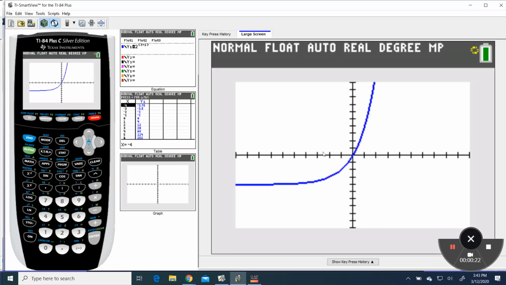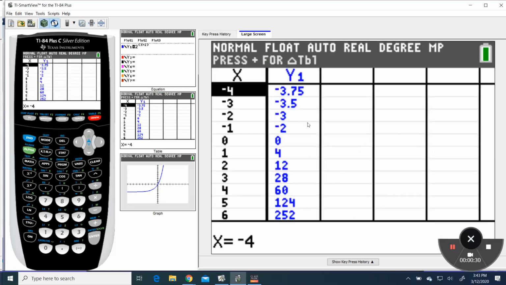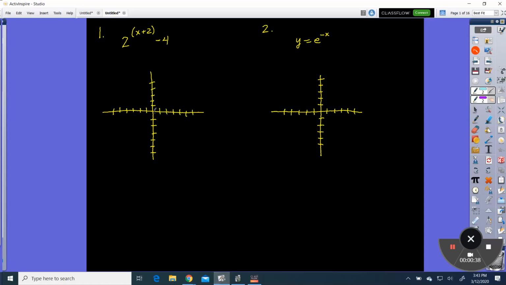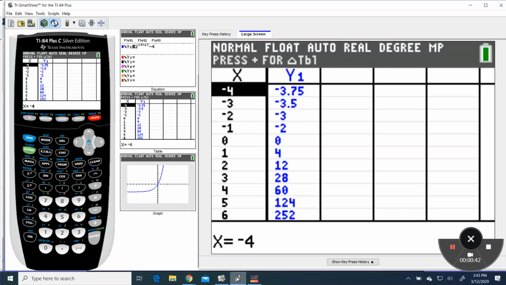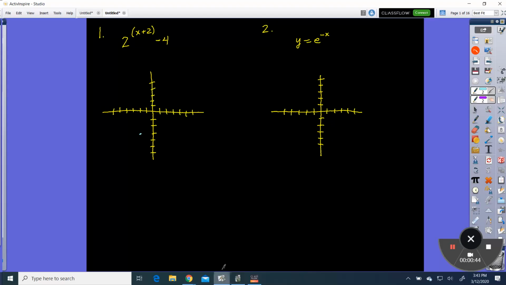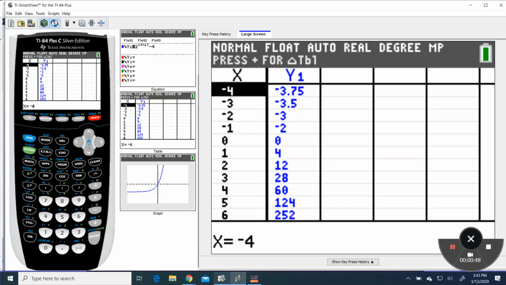up through 0, 0. If you want a better idea of the points, once that finishes the little circle up there, you can hit second graph, and it brings up the table, and you can see where the points are. So that gives me a better idea of where to graph. So at -2, it's at -3. At -1, it was at -2. At 0, it's 0. At 1, it's 4.